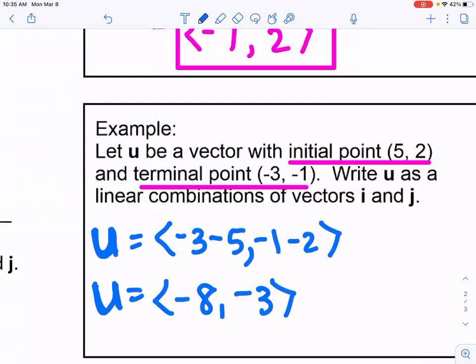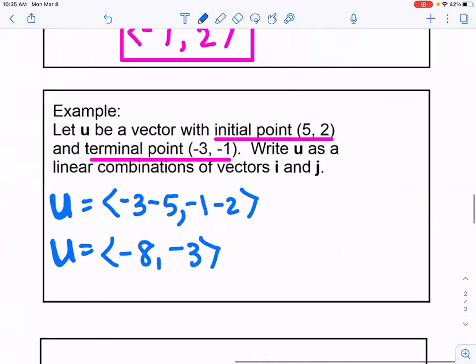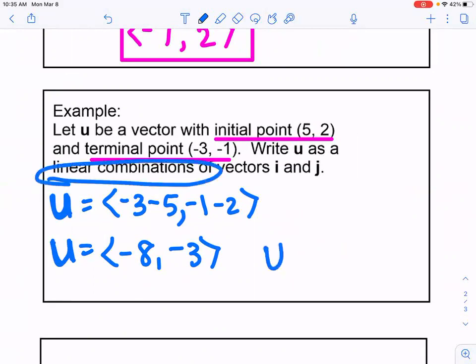Now, in linear combination form, we would write vector u instead as -8i minus 3j. So it's like an addition or subtraction of 2 terms, one of them with i, one of them with j. Just another way to write it.